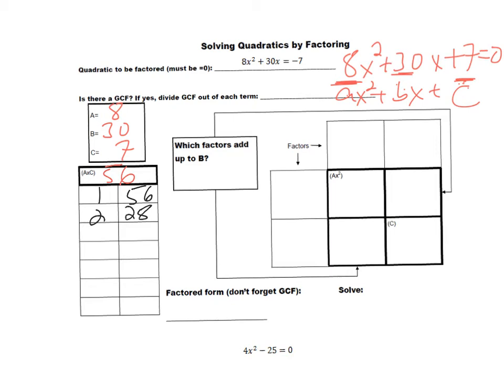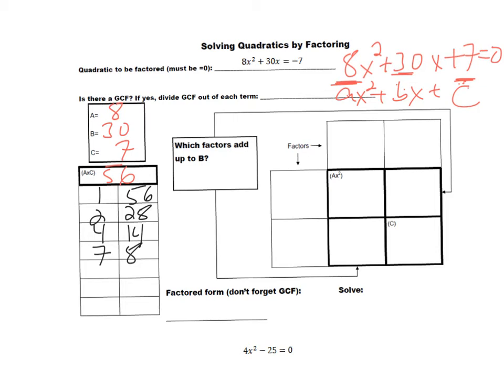And then is 56 divisible by 3? Let's see, 5 plus 6 is 11. That's not divisible by 3. Is it divisible by 4? I think so. 4 and 14. And then it's not divisible by 5. It's not divisible by 6. We know it's divisible by 7 and 8. And then we're 8 and 7. So I think that's all.